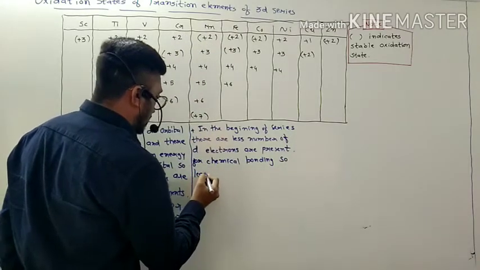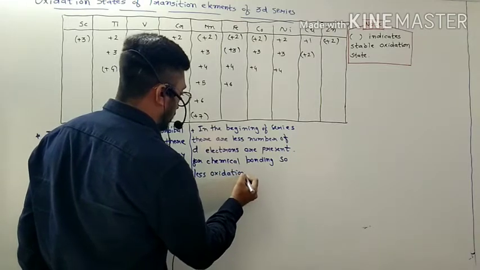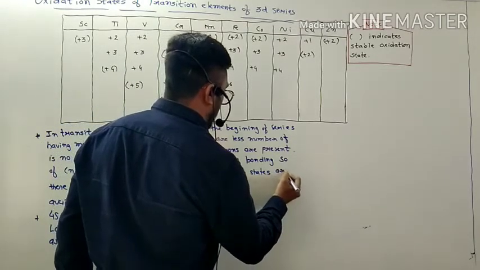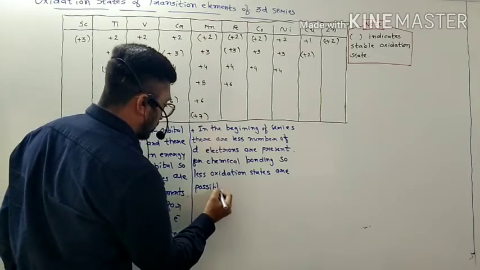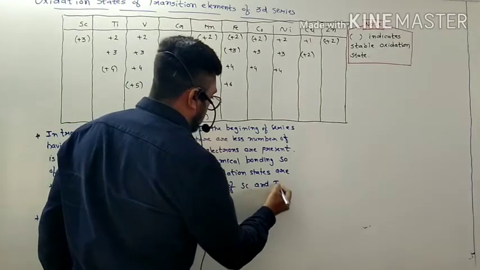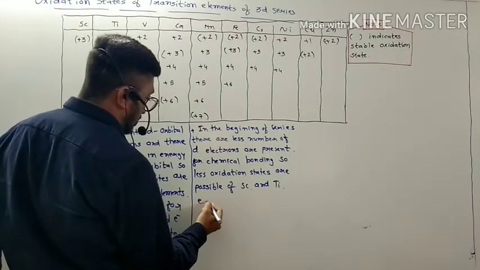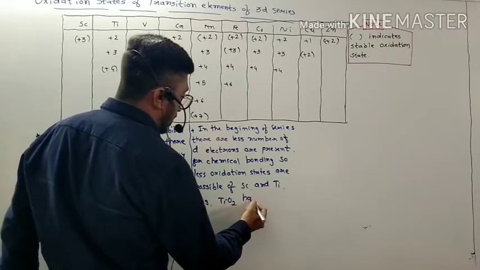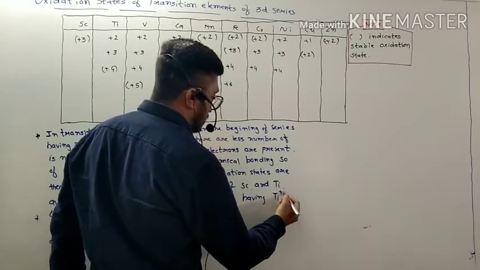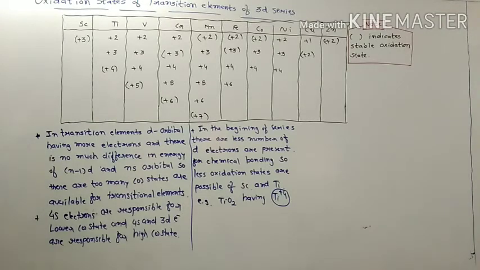So fewer oxidation states are possible for scandium and titanium. Titanium has +2, +3 and +4 oxidation states. We have an example of titanium, known as rutile, TiO2, having Ti in the +4 oxidation state. This is the first important point about the beginning of the series. Now, just see on the table, we will go for copper and zinc.